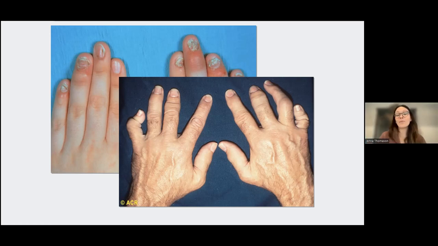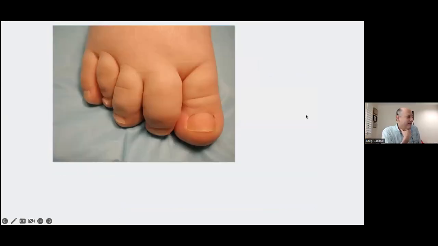Okay. So these are called telescoping digits. You can see it's like folding a telescope upon itself. And that's what happens with arthritis mutilans. That can happen with gout as well. Yeah, the other name for it is opera glass deformity.